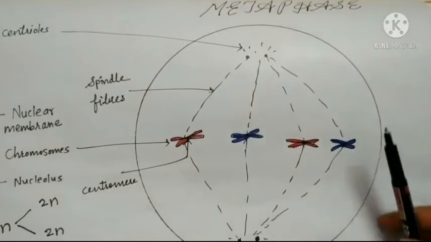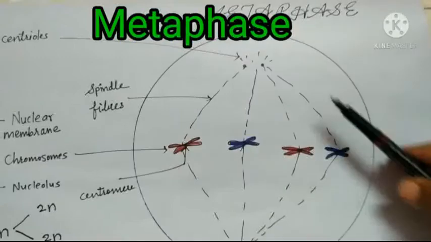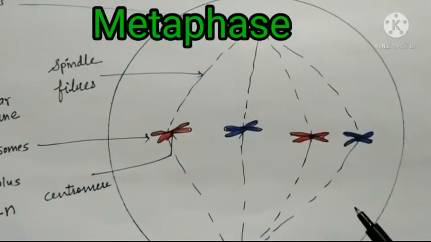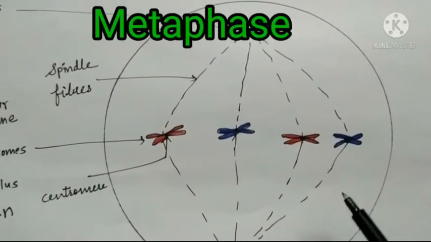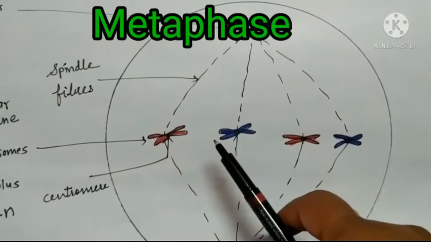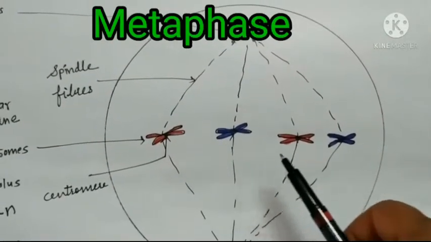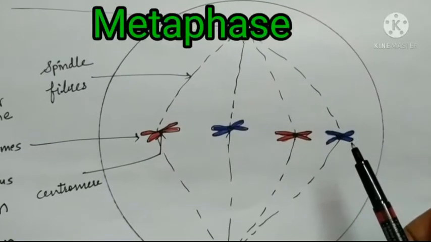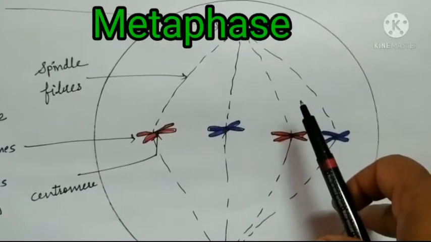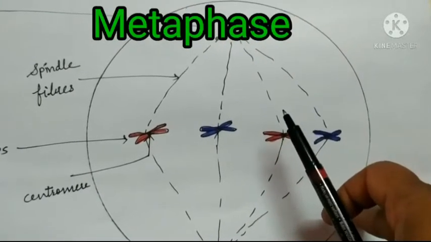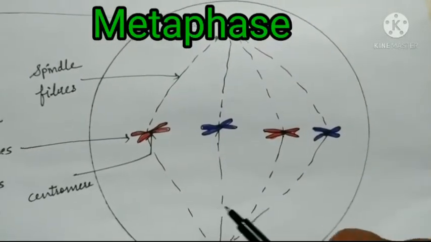The second stage is metaphase. In metaphase, the nuclear membrane completely disappears. Chromosomes now complete their condensation and become clearly visible along with their sister chromatids, and they are all arranged parallel to the equatorial plane of the cell. Special type of flexible fibers arise from the centromere. They are called spindle fibers. They are formed between the centromere and centrioles of the cell.